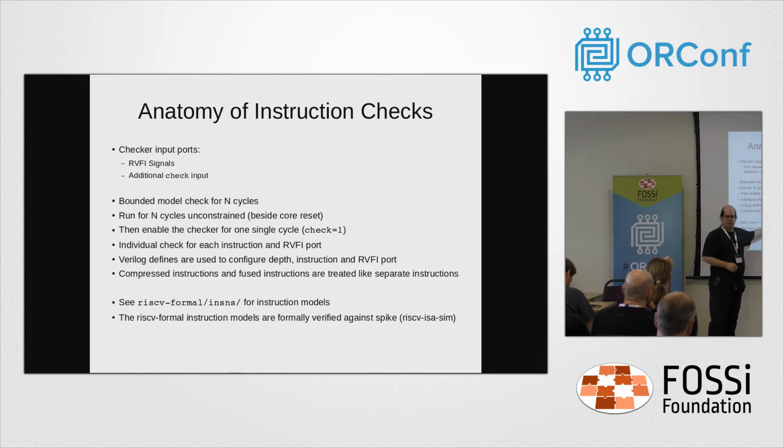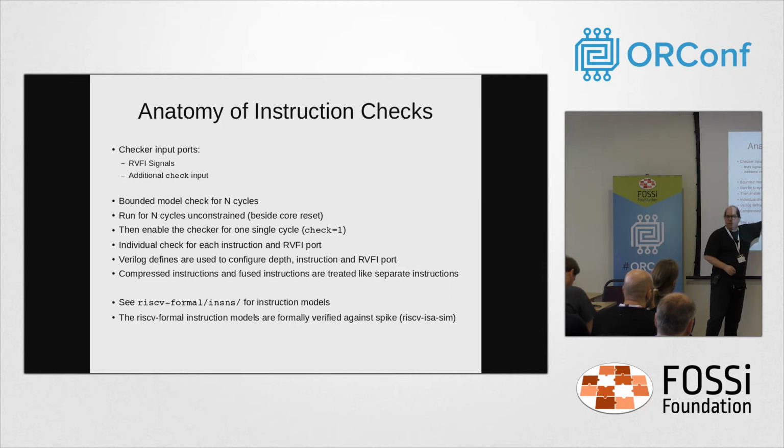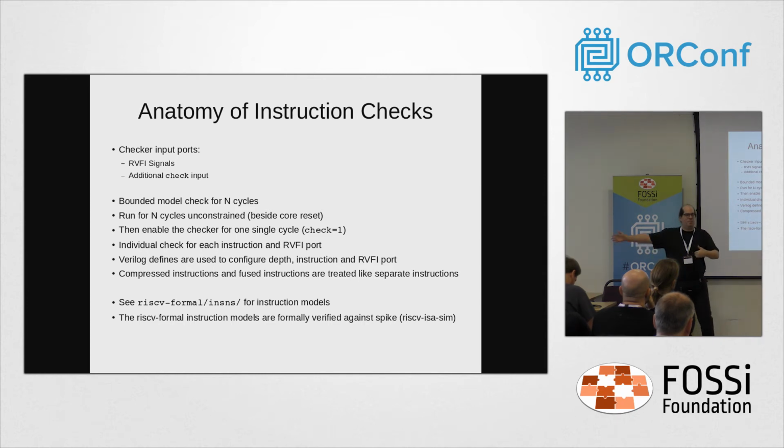Compressed instructions are treated here as separate instructions. So a C add I and an add I are two completely independent things for riscv-formal. And the same thing for fused instructions. If you have support for fused instructions in your core with regard to riscv-formal, that's just another instruction that happens to be supported by your core.